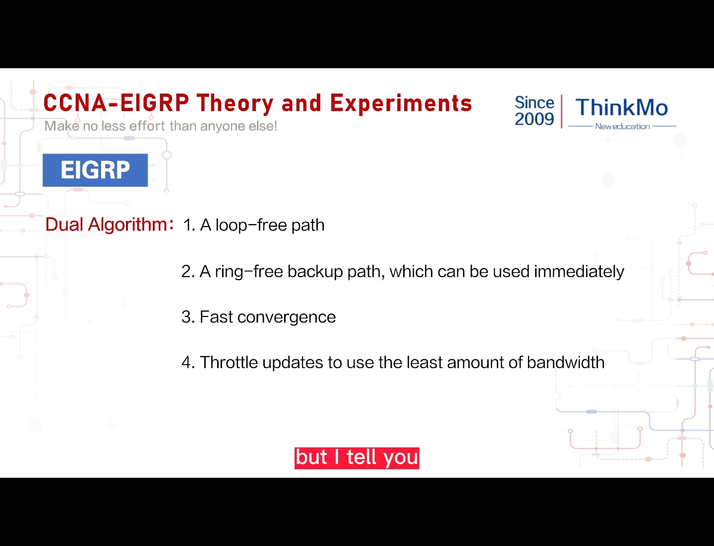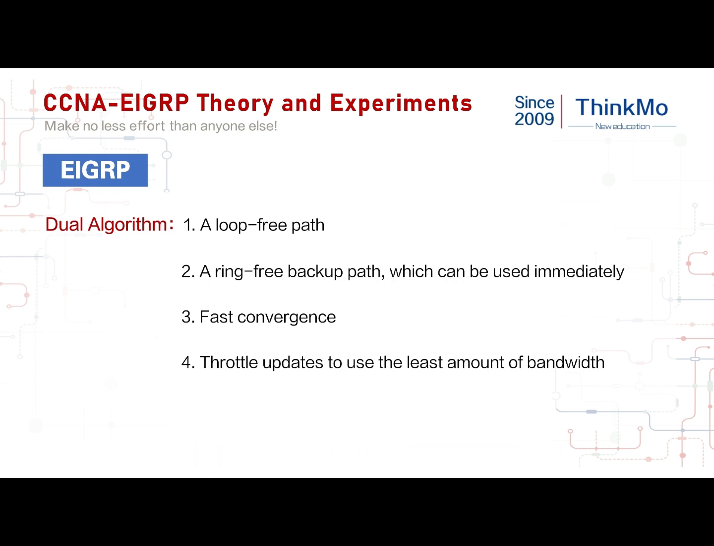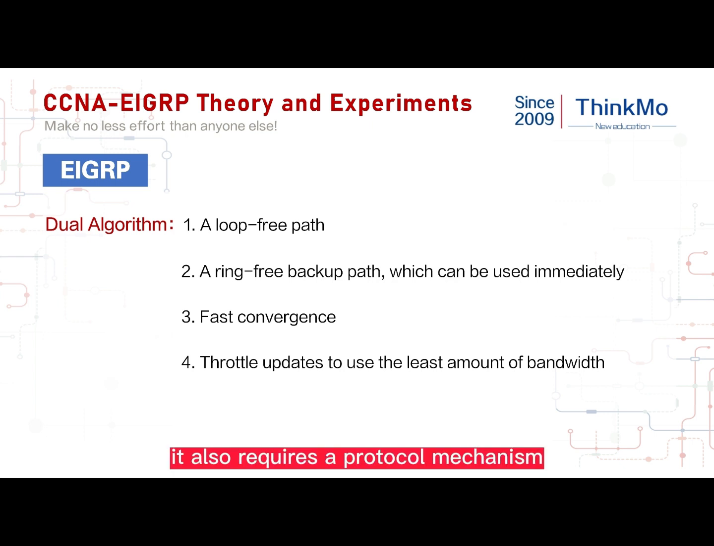But I tell you, if now there are two lines, this line is the main line. In the routing table, this route is a suboptimal route, but it doesn't satisfy the condition. If it is not in the backup topology table, then it has no way to forward immediately. It also requires a protocol mechanism. Do the calculation yourself. That is, being added to the table is conditional. But if it enters the table, it switches in seconds.